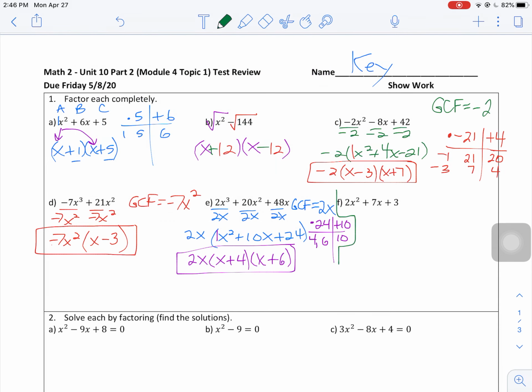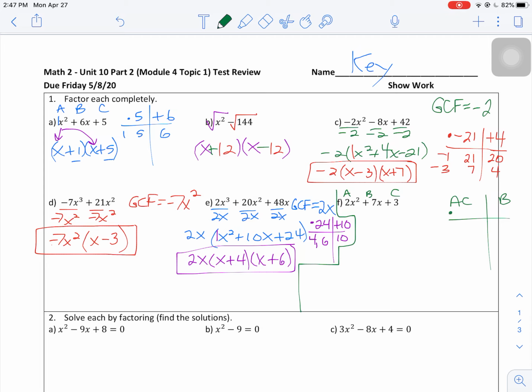And then that last one, part F, is there a GCF other than 1? No. How many terms do we see? 3. Is the A value an invisible 1? No, it's not. It's a 2. So this is going to be advanced factoring. So with advanced factoring, you want to find two numbers that multiply to whatever A times C is, and then those same two numbers need to add up to what B is.